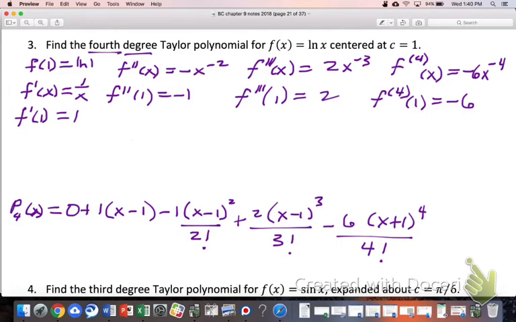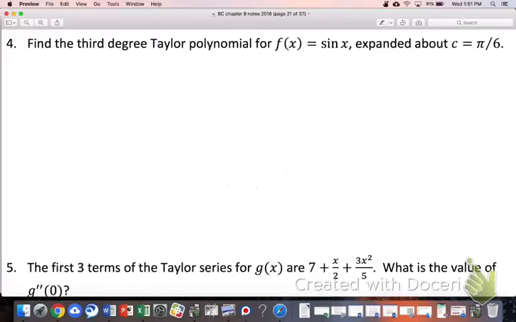Still doing okay? All right, let's move on. Let's see if you guys can handle number 4. So it wants a 3rd degree Taylor polynomial. Sometimes you'll see this notation. I'll just write this a little bit different for the sake of being different. Sometimes you'll see T sub 3 of x standing for a Taylor polynomial. I think P is probably the more common letter, but you might see this too if you're working on something a little bit different.